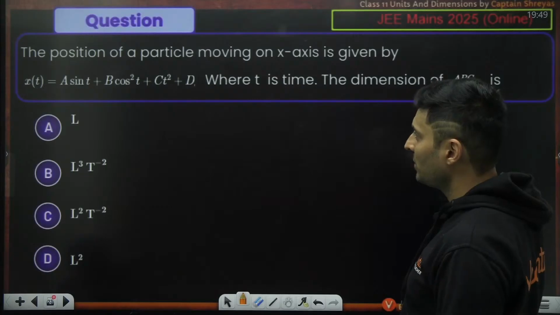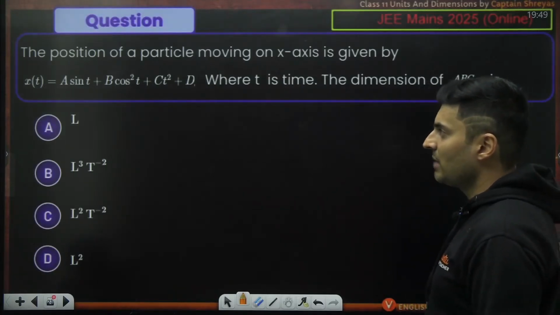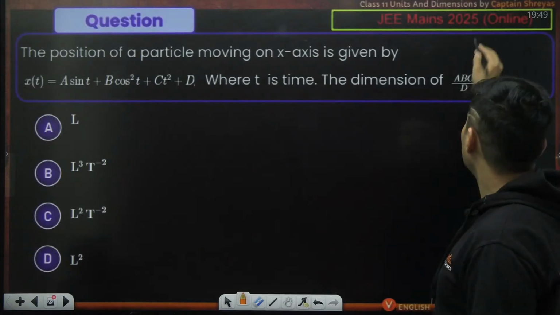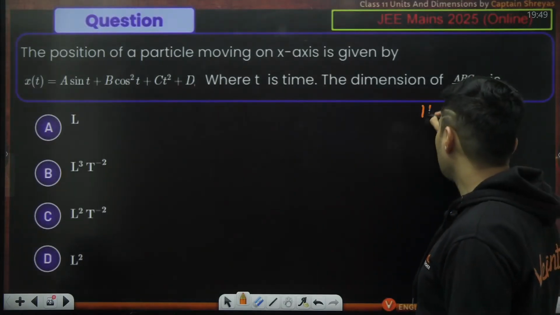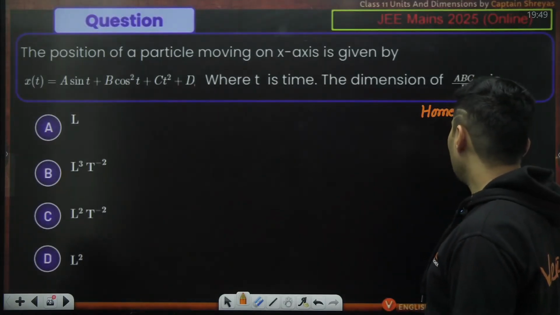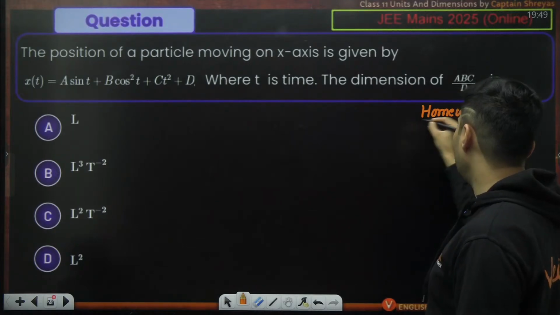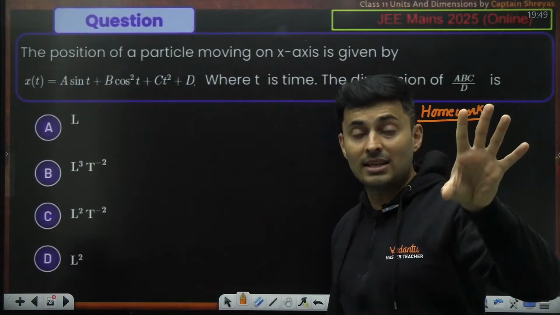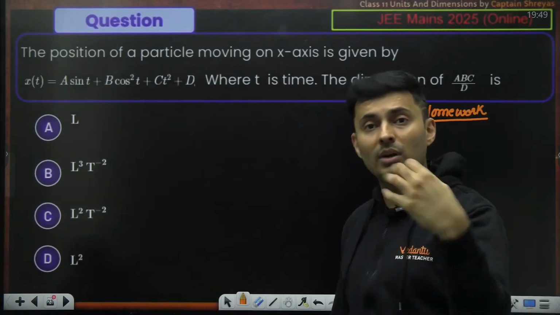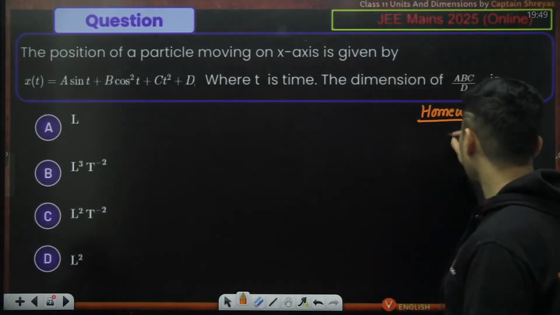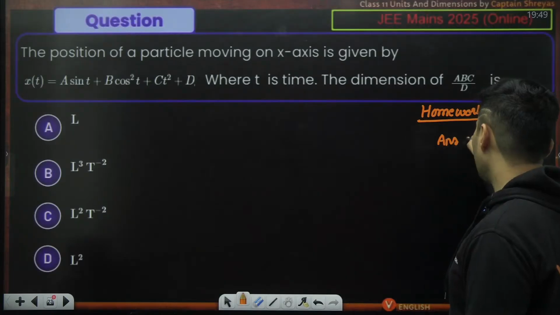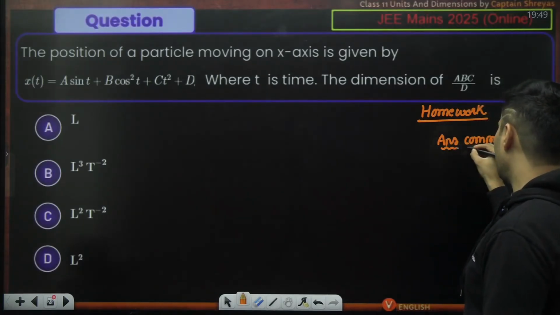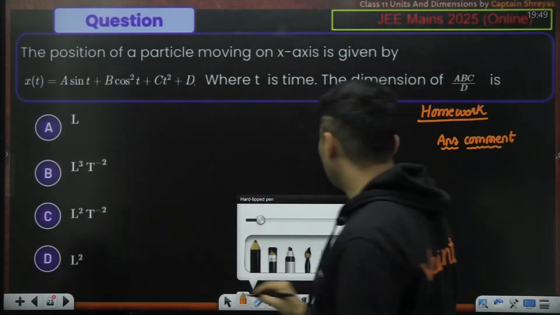This is a wonderful question. x as a function of time is a sin t, b cos square t, c t square plus d. This is a previous year question. Please solve this as homework. Very simple. Use the concept, use my hint: whatever is inside sine is always dimensionless. Also, sine of any quantity is dimensionless. Use that as a hint. The answer should be there in the comment section. Next lecture, we will be reading the comments.